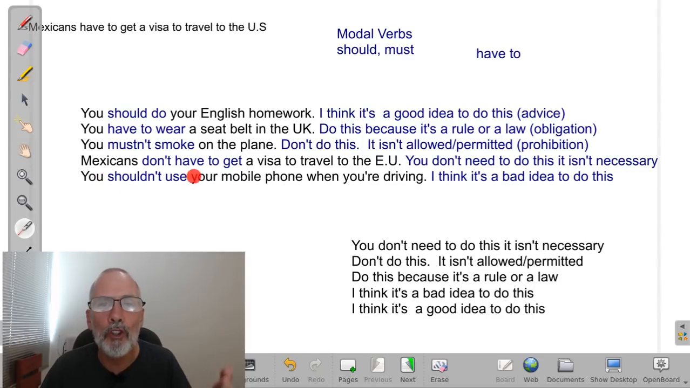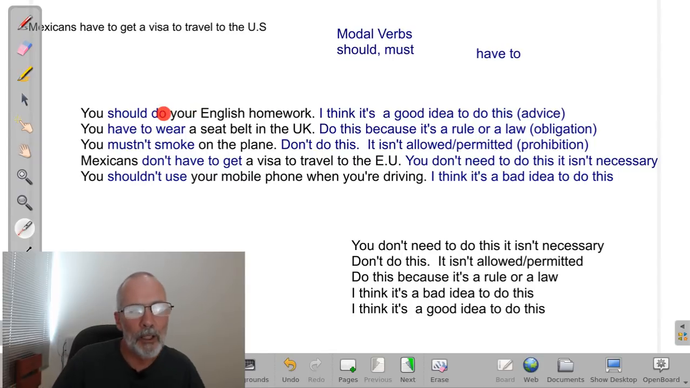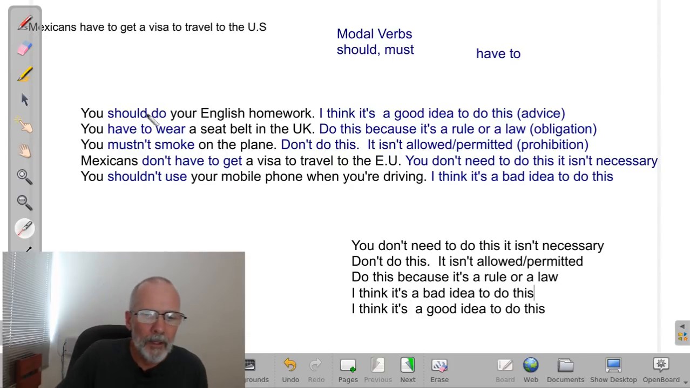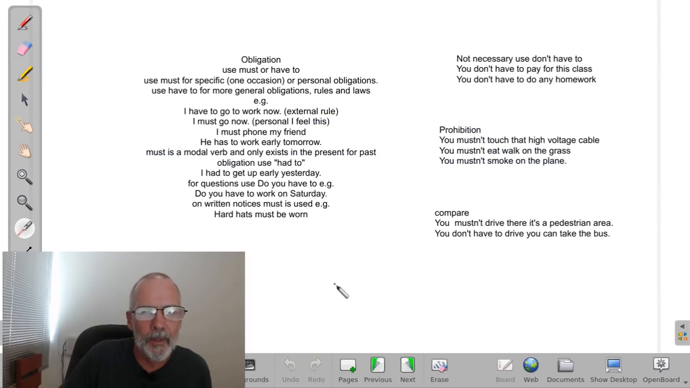And finally, you shouldn't use your mobile phone when you're driving. I think it's a bad idea. This is like the first one, you should. I think it's a good idea. It's advice. This one is also advice, but it's like negative advice. I'm telling you, you shouldn't do something. This one I'm telling you, you should. I recommend that you do this. I recommend that you don't do this. Very good. Let's continue on the next page and look at the rules in more detail.